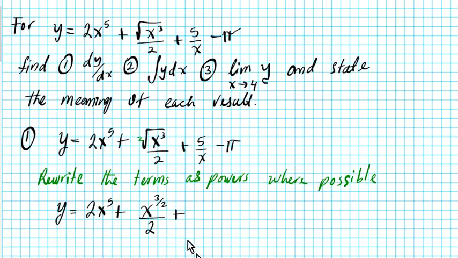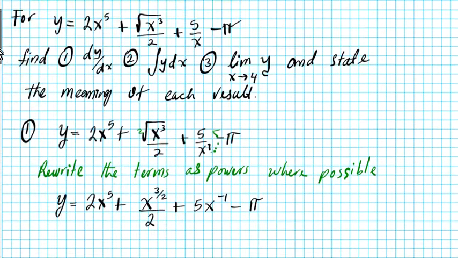Plus 5 over x can be written as a power. This x has a power of 1, so if I want to write it as a power, I will have to reciprocate. It needs to go upstairs. If I reciprocate, it becomes 5x to the what? Negative 1, right? 5x to the negative 1. Minus pi is a constant. It has x to the 0th power next to it, but that's just by the way.